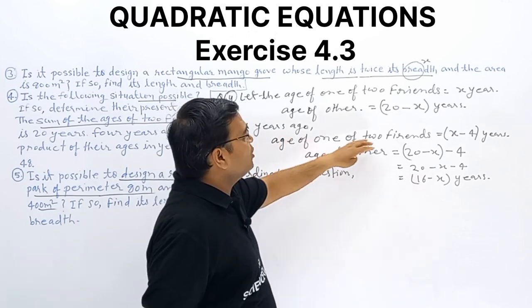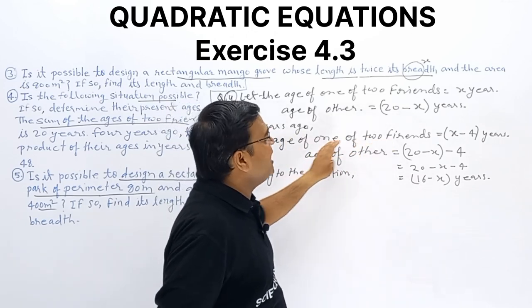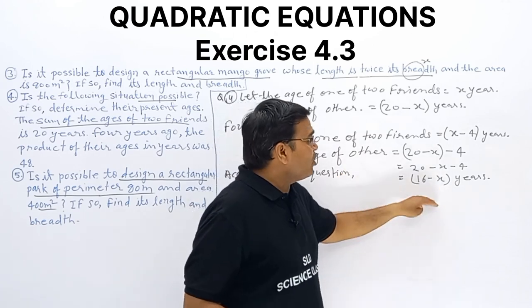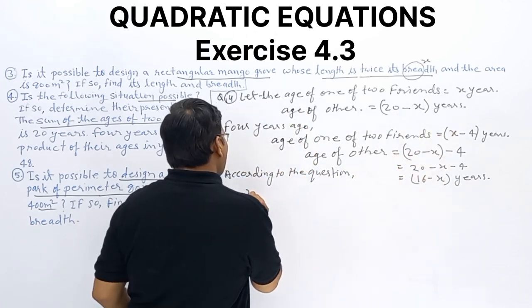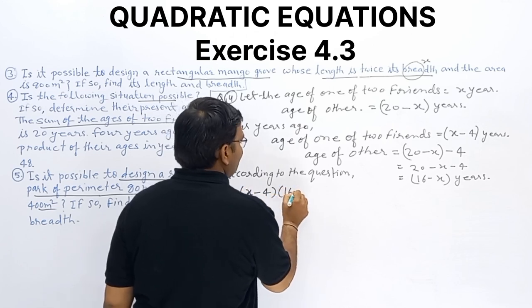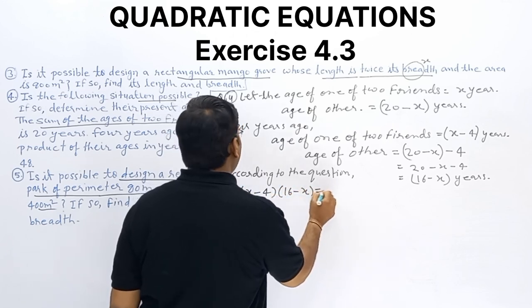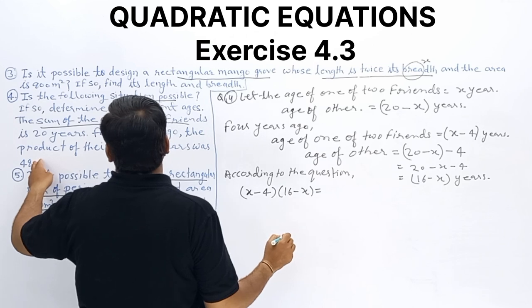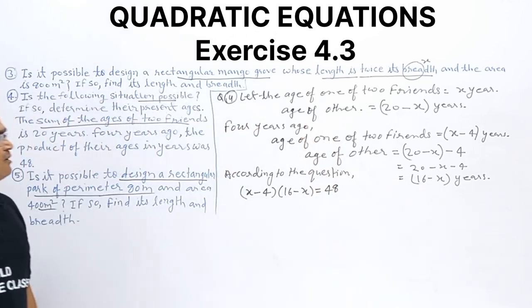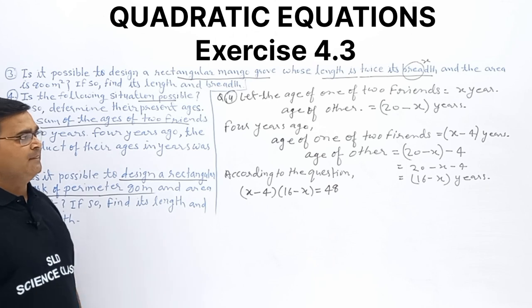4 years ago, what are the ages of both? One having x minus 4, other having what? 16 minus x. The product of both, x minus 4 into 16 minus x, will be what? In years, 48. Getting? Question number 4 we are doing.